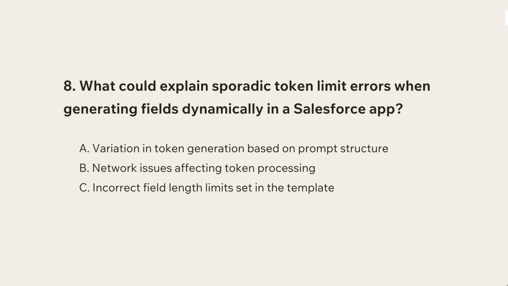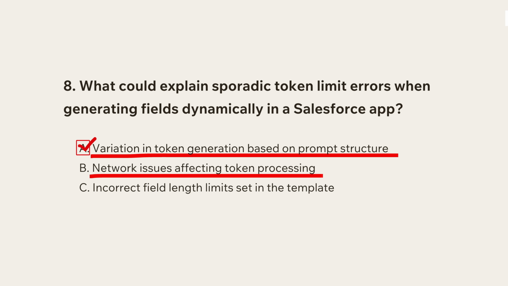Take a look at the options. Correct. Token limit errors often occur due to how prompts are structured, as different inputs create different token counts. Incorrect. This tool doesn't exist, it's not a valid option. Incorrect. This helps build actions, but it doesn't validate user utterances.